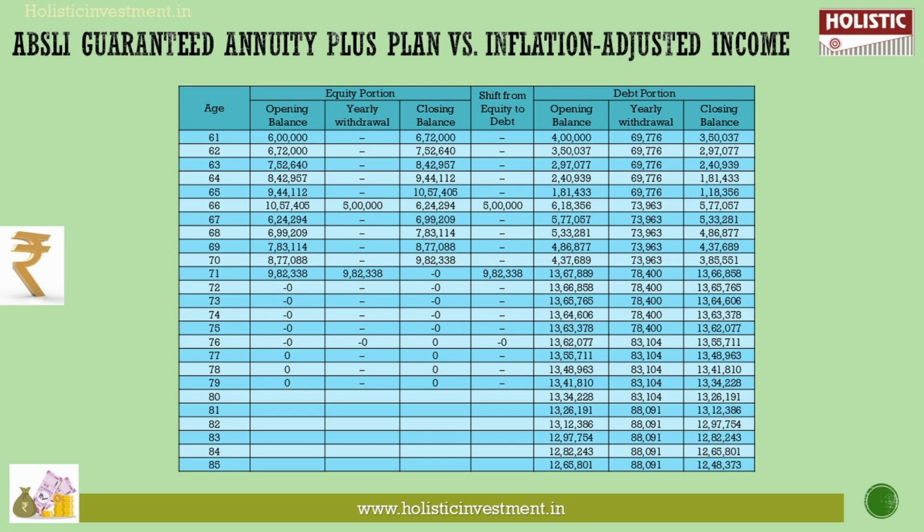accumulate here outlives you. So under this alternate investment strategy, at age 85, you would have a corpus of 12.65 lakhs, which is higher than the return of purchase price of 10 lakhs offered by the ABSLI Guaranteed Annuity Plus plan. Overall, this strategy provides something crucial which is not offered in the ABSLI Guaranteed Annuity Plus plan, which is the inflation-adjusted income and full liquidity, both of which are missing in the plan.